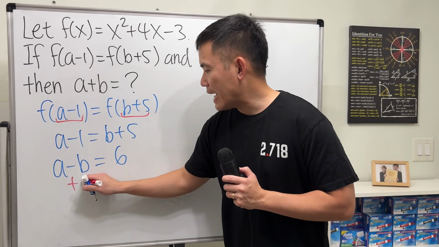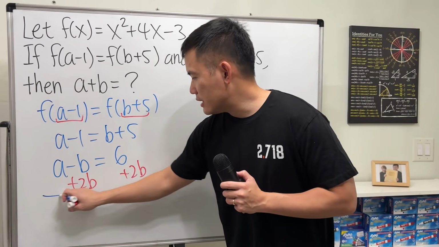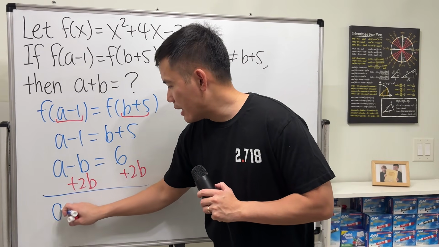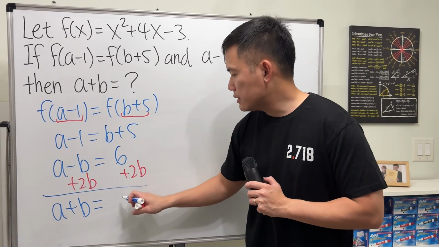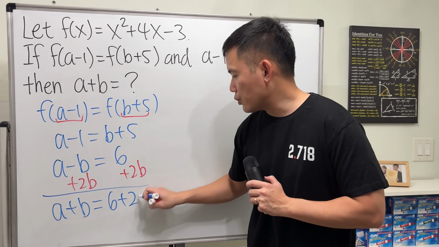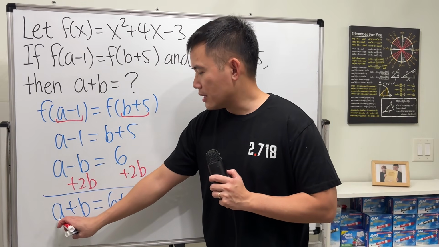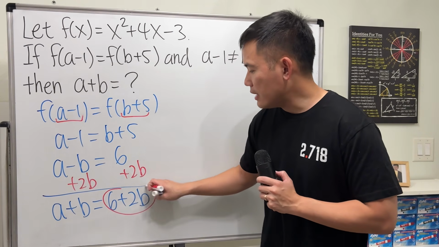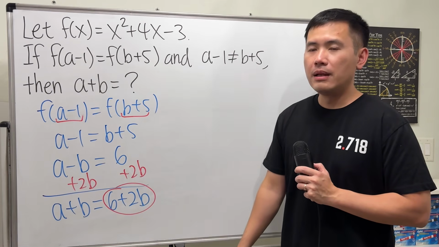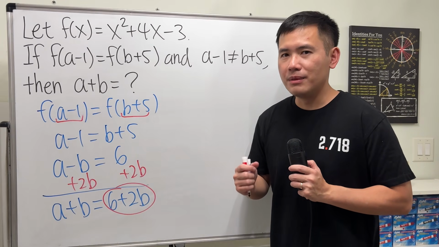However, if this does happen, here we end up with a minus b is equal to 6. Let's go ahead and add 2b to both sides. Then you can see that on the left-hand side we get a plus b, equals, this right here is just 6 plus 2b. So as you can see, we can still end up with an expression for a plus b, but that's going to be depending on what the b value is. And because we have this b value, in fact, we can end up with infinitely many answers.